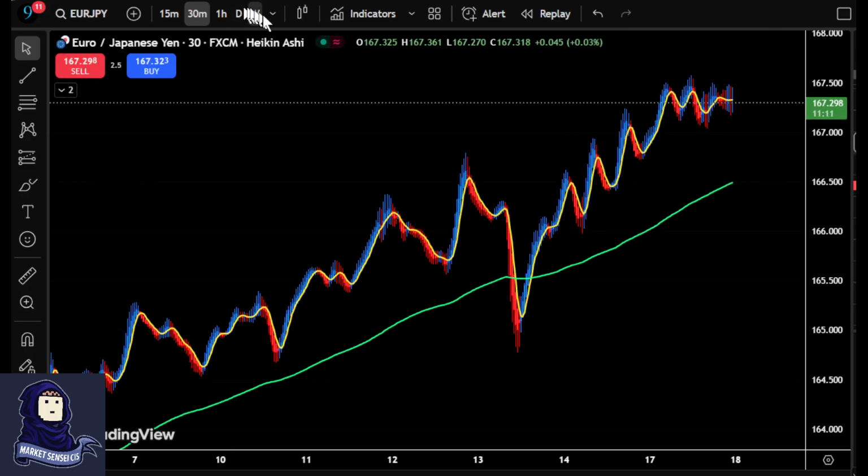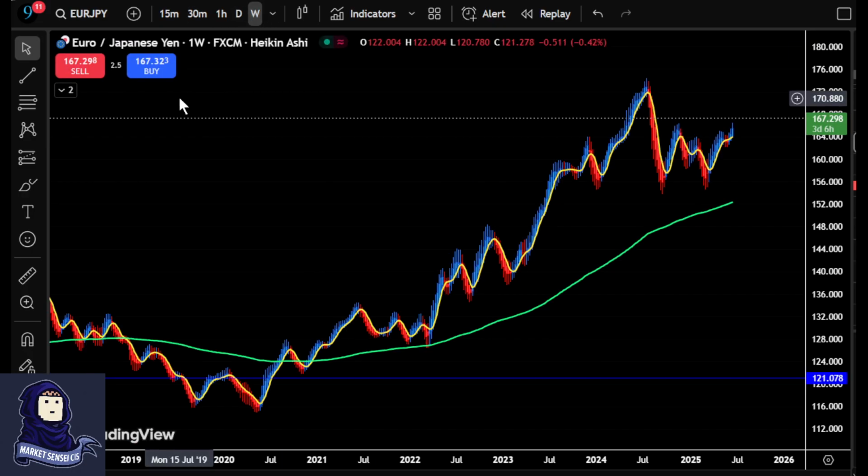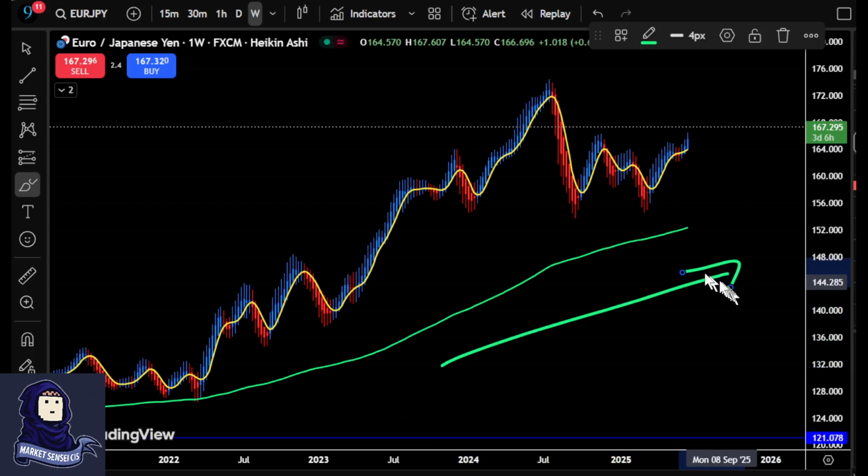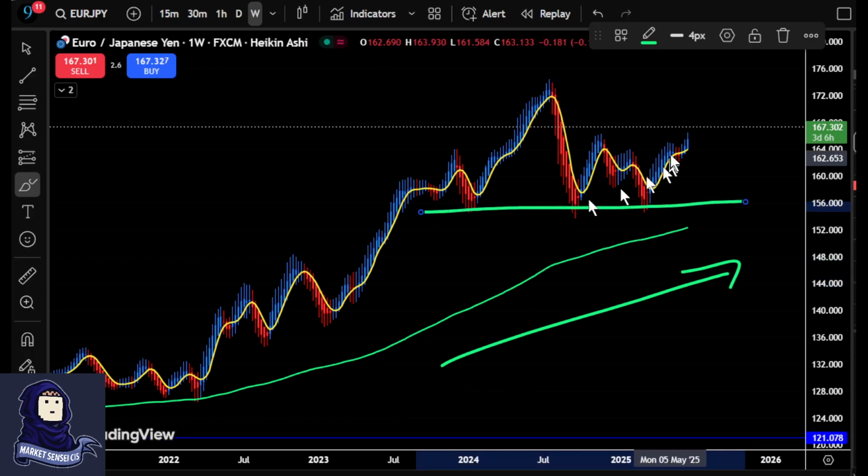So let's check out the euro yen. Euro yen, okay. The long term weekly chart appears to be still upward. So that's a good thing. But do not attempt to buy at this point because this is a support area and this is somehow a resistance area.